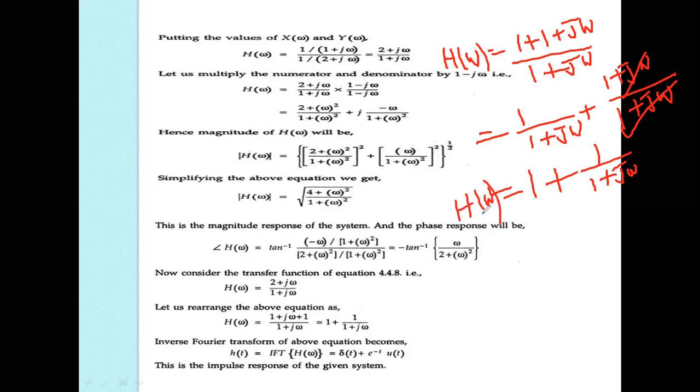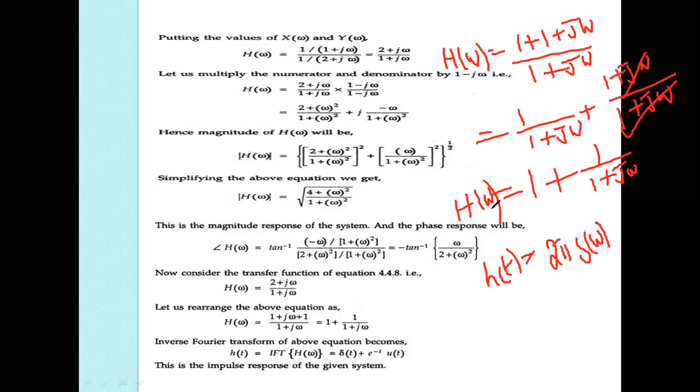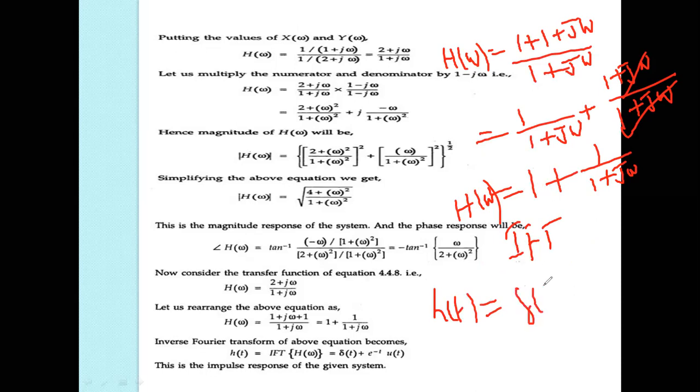Now you can apply the inverse Fourier transformation of H of omega to get H of t. What is the Fourier transformation of 1? 2 pi delta of omega. Inverse Fourier transformation, my dear students, I am not doing Fourier transformation, sorry. Inverse Fourier transformation of H of omega, H of t, is equal to 1 with inverse Fourier transformation.